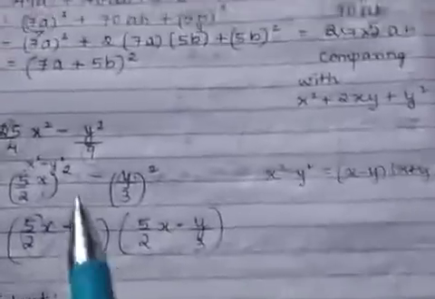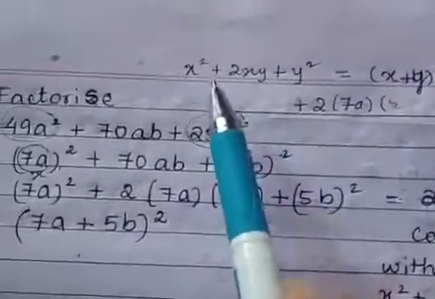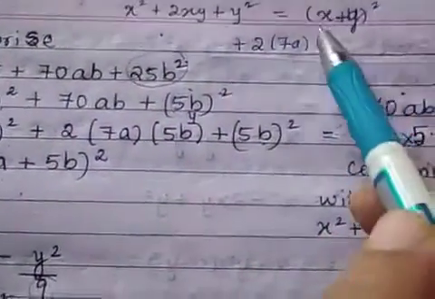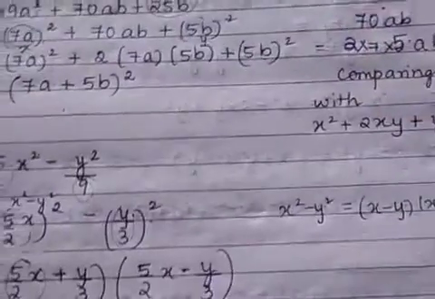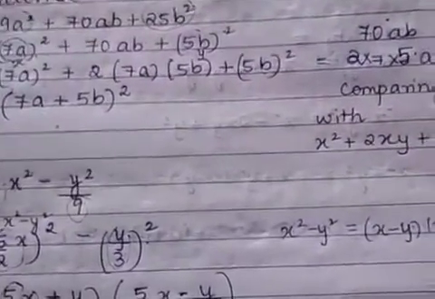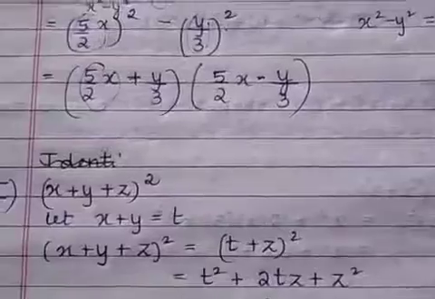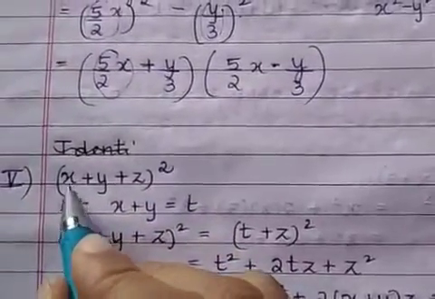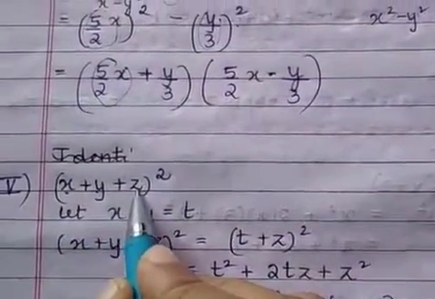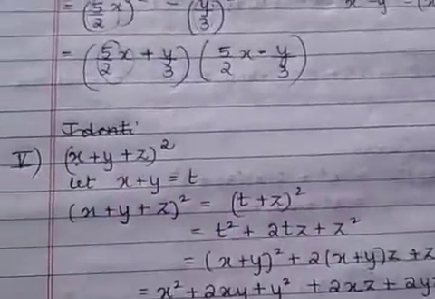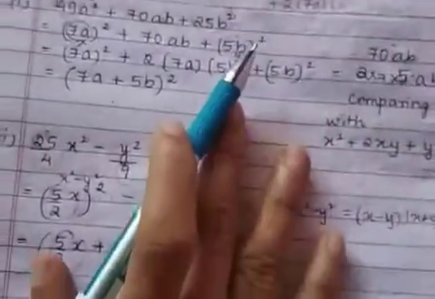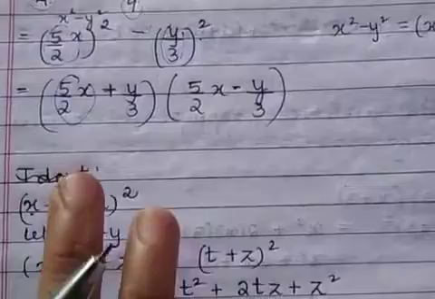Now all these identities had binomial terms, right? Two terms. Now what if you have trinomial expressions? That is, if you have three terms in your expression, then let us see some identities for three terms.